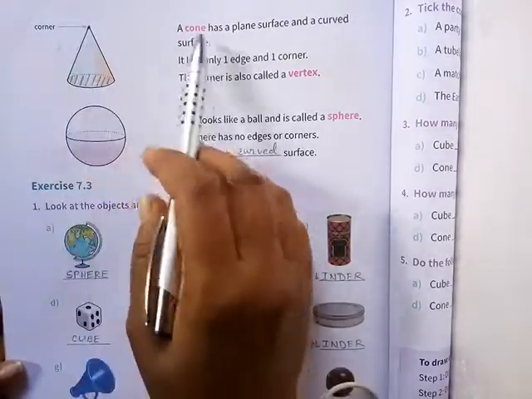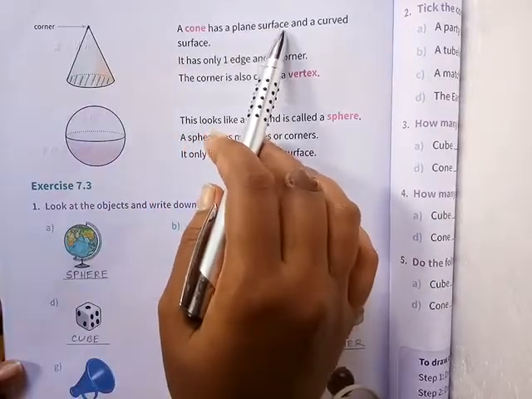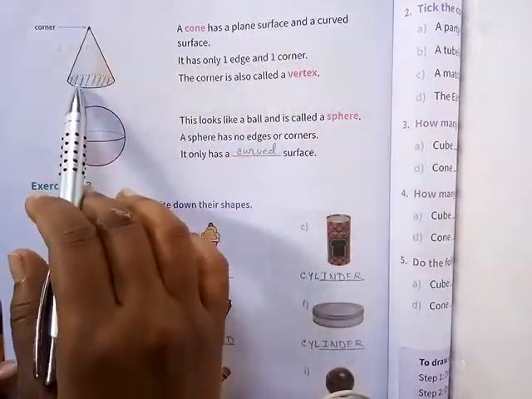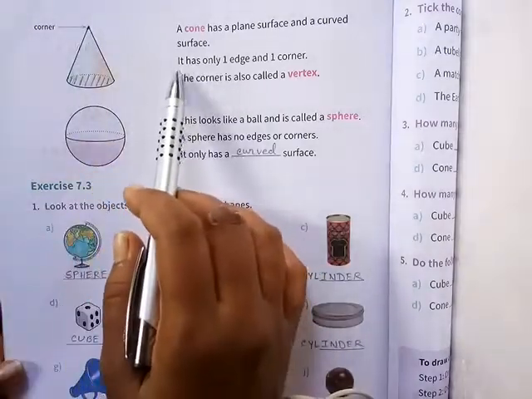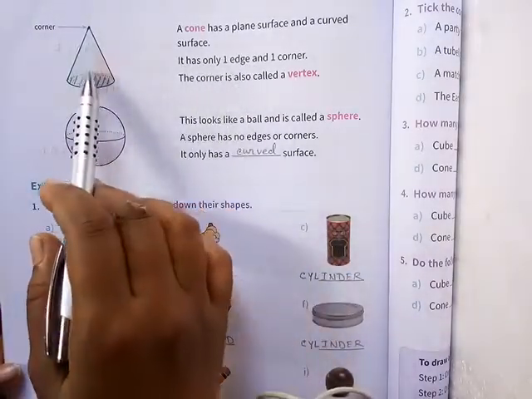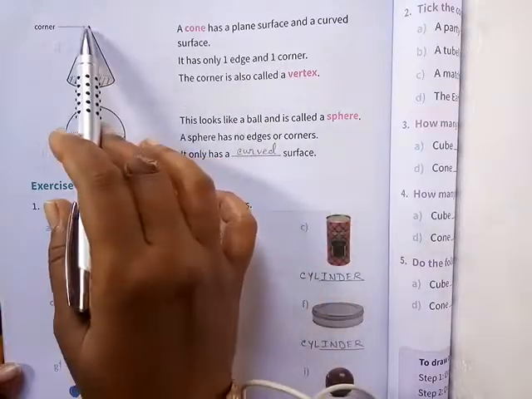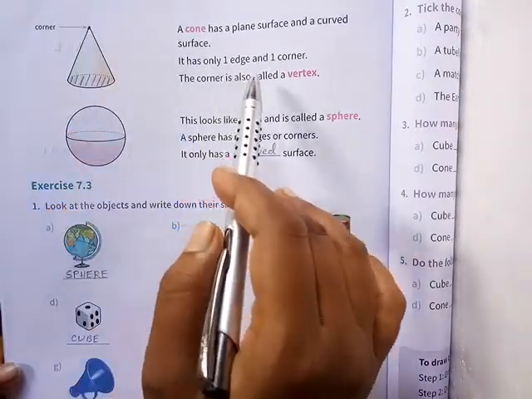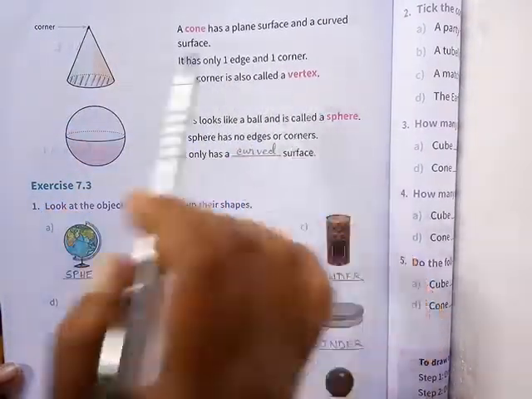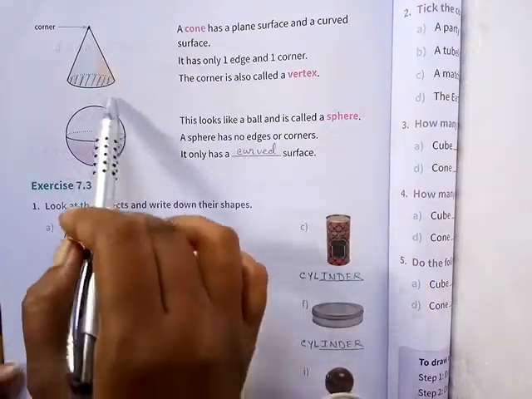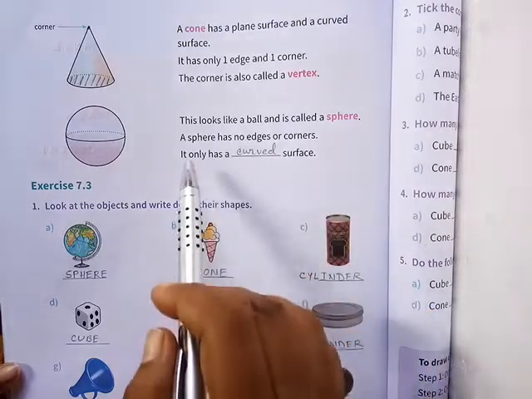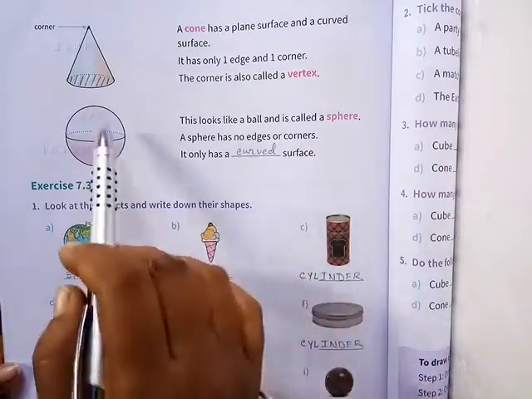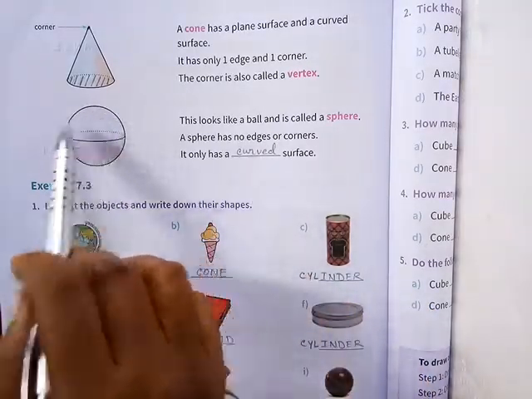This is a cone. A cone has a plain surface and a curved surface. This is plain surface and the remaining portion is curved surface. It has only one edge. This one is edge. One corner. The corner is also called a vertex. This is a sphere. Sphere has no edges or corners. It only has a curved surface. This is curved surface.